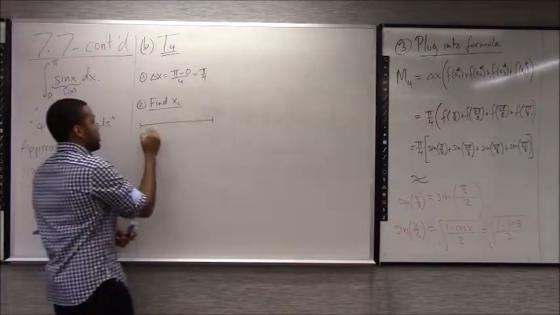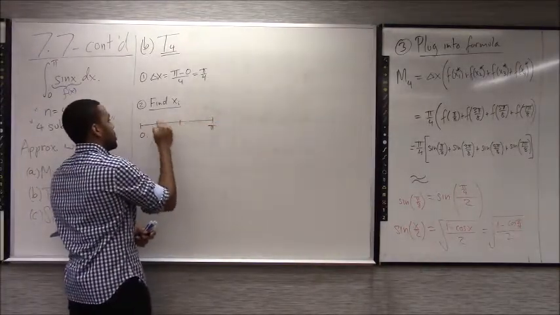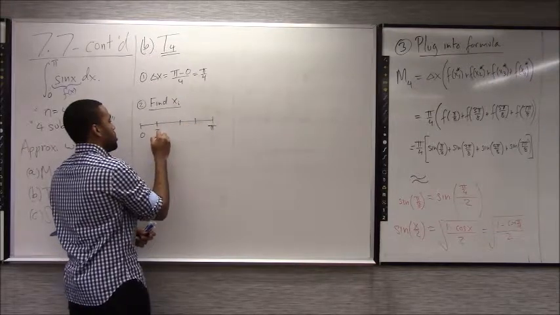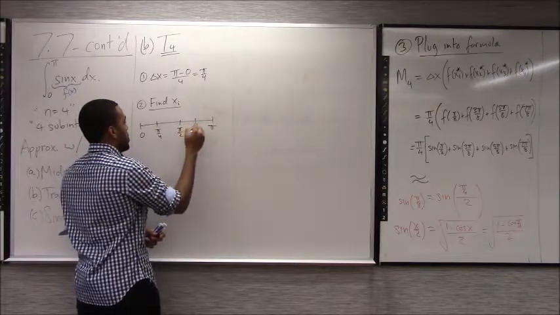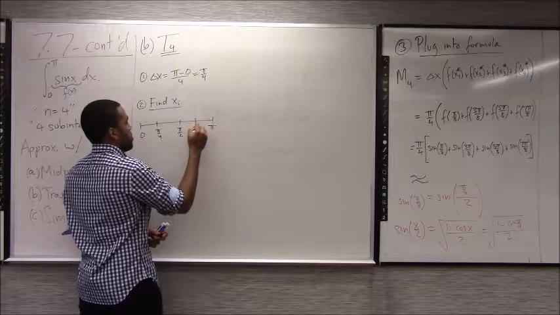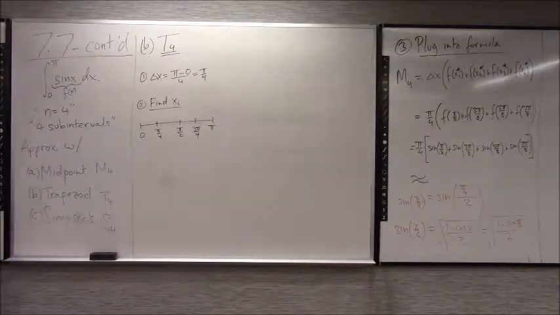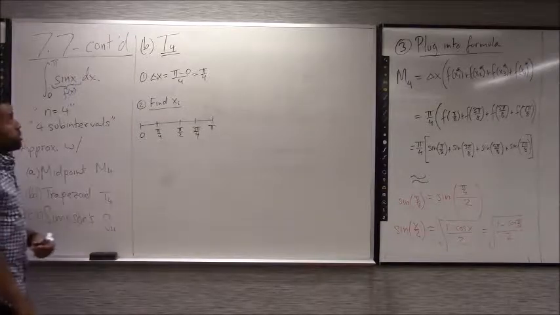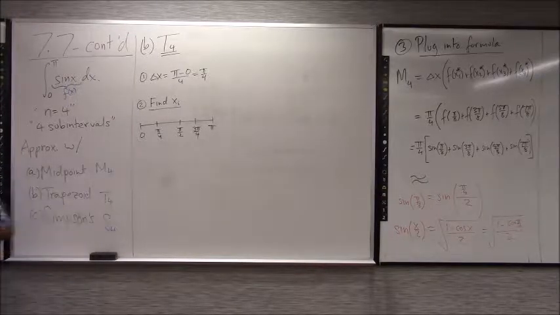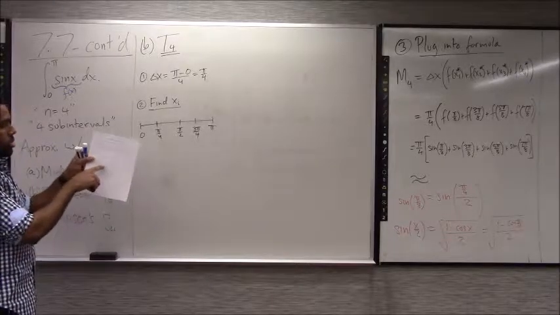So 0, pi, you already know what these are going to be: your pi over 4, your pi over 2, your 3 pi over 4. And now you're going to plug these into the formula. So the trapezoid rule is this formula over here.